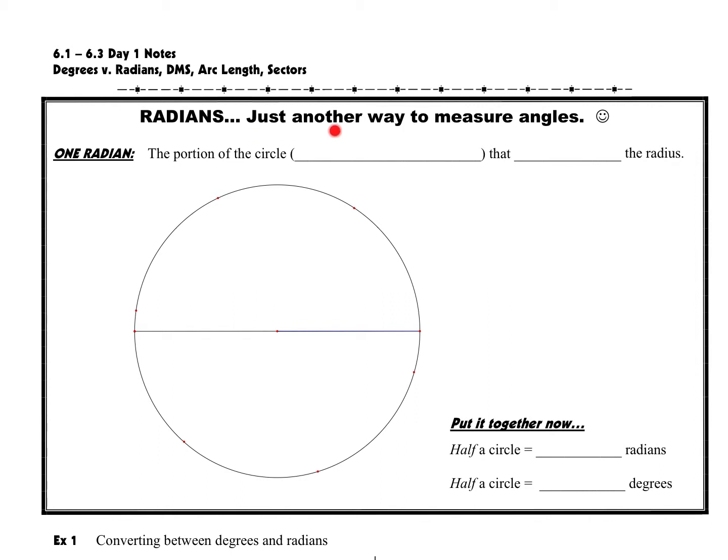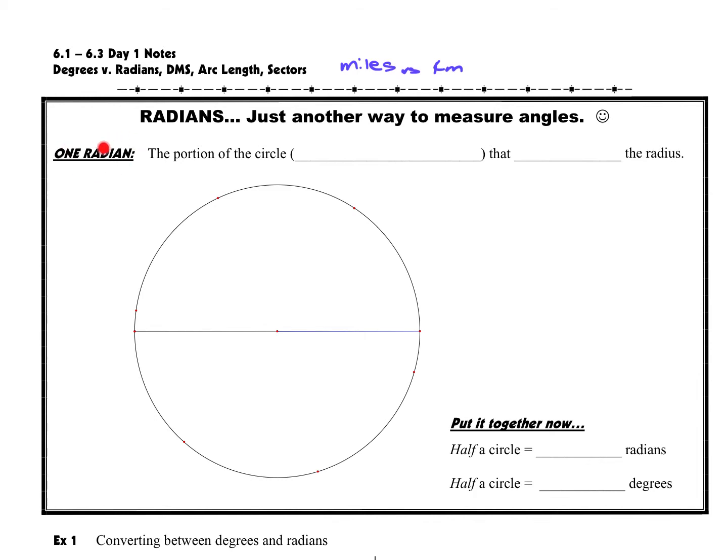The main thing that you need to really understand is that it's just another way to measure angles. It's just another unit of measure. It's no different than us maybe measuring a distance in miles versus kilometers, okay? It's no different than that. It just is going to take a little bit of time to get used to because your brain is pretty accustomed to working in degrees.